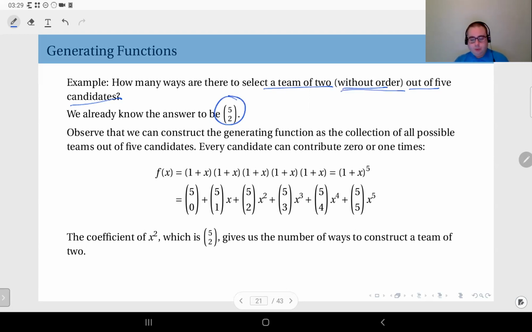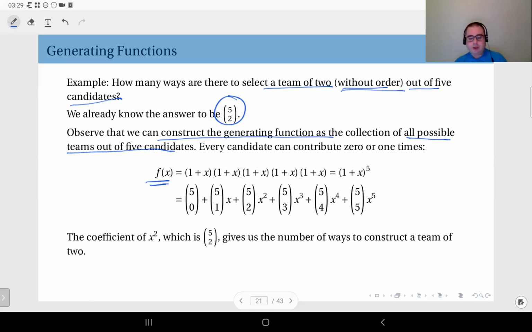Now, we can construct the generating function as the collection of all possible teams out of 5. Now, we are not constricting the size of the team here. We are just going to list all possible teams as a generating function. The teams consisting of 0 candidates, the teams consisting of 1, the teams consisting of 2, etc. So my generating function is going to represent all those numbers, and I'll just look at the coefficient of x to power 2 to obtain the number of different teams involving 2 people.